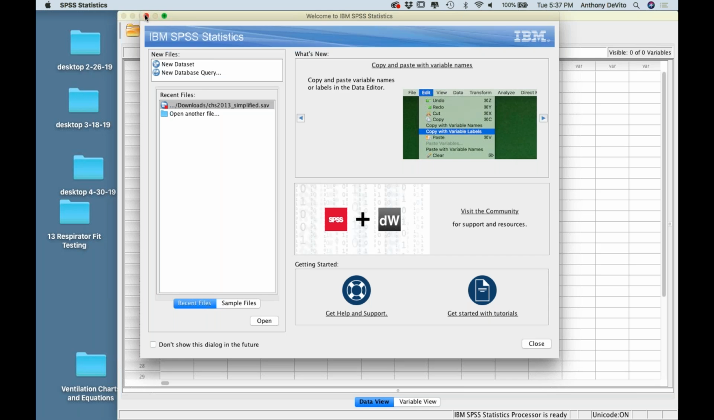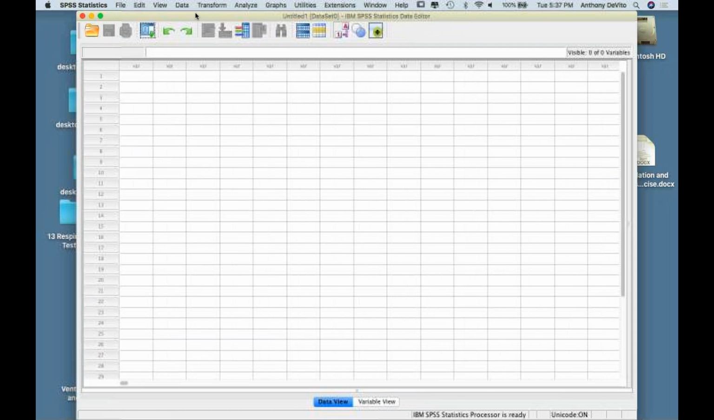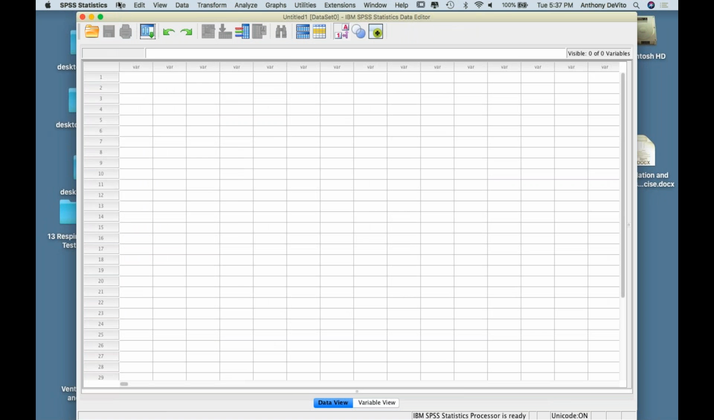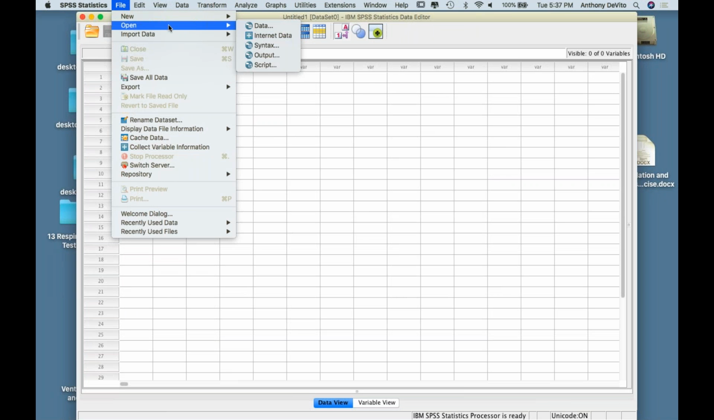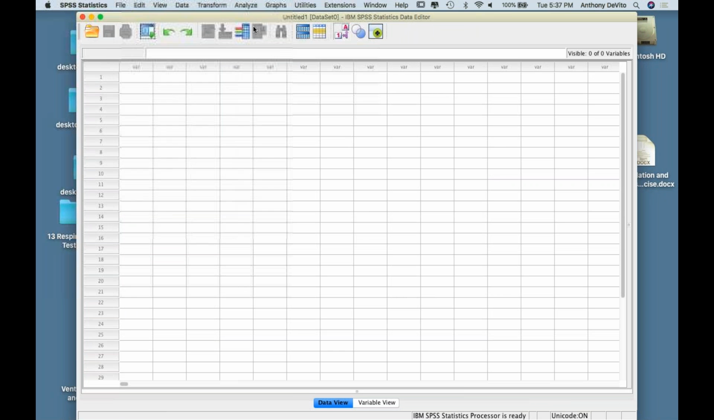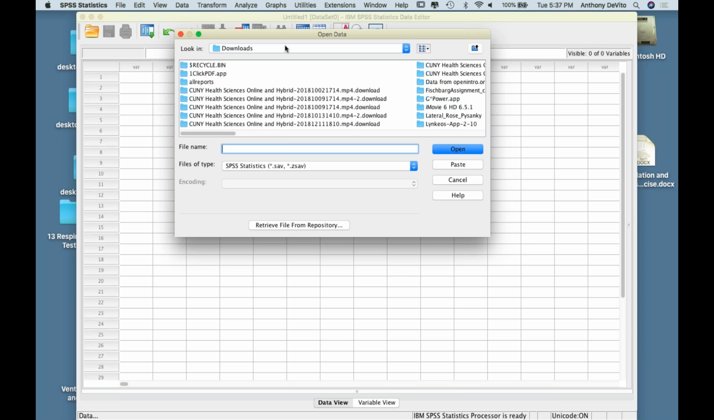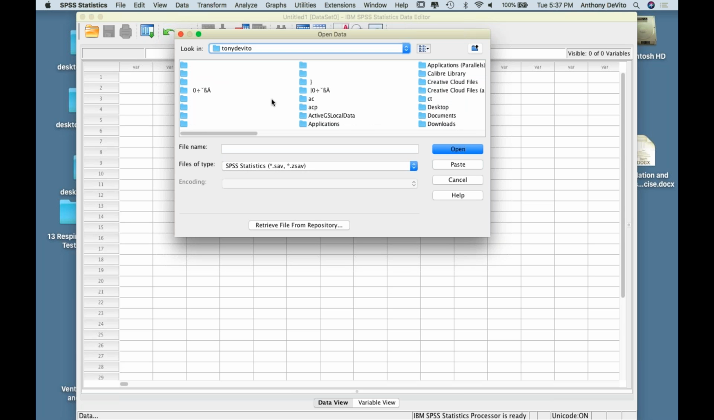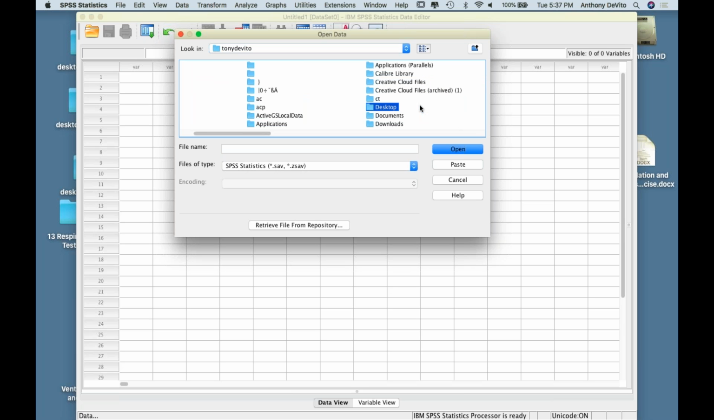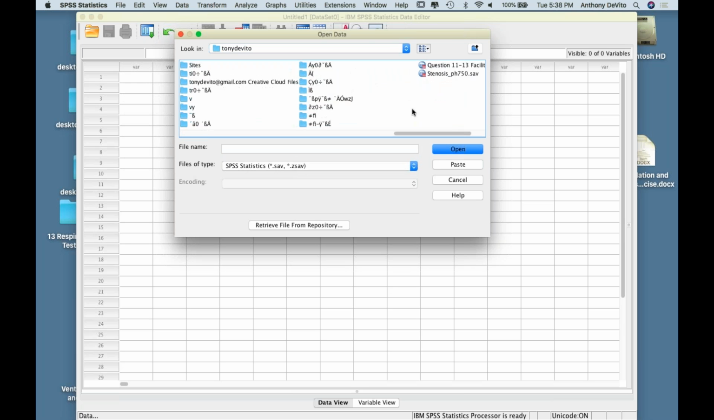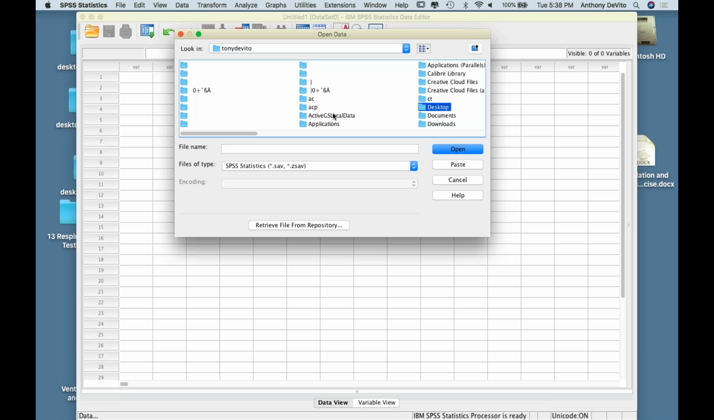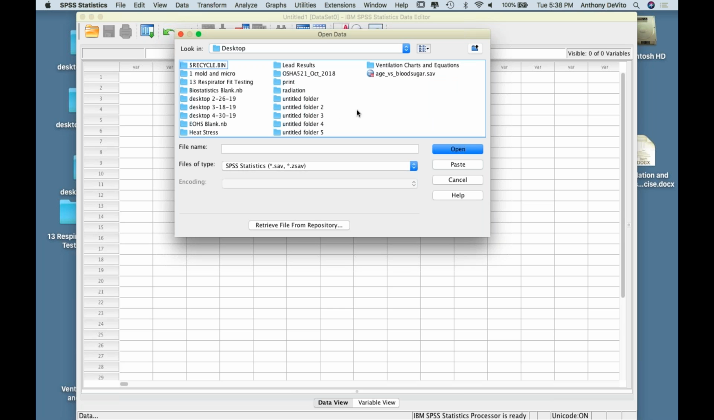Okay, here we go. I'm going to get this out of the way. Here's my blank data sheet in SPSS. I'm going to go to File, say Open, Data, and I'm going to navigate to the desktop. Okay, here's the desktop, and I'm going to look for what files I have outside of my folders here. There we go. Okay, notice that there is a file there, age versus blood sugar, .sav.